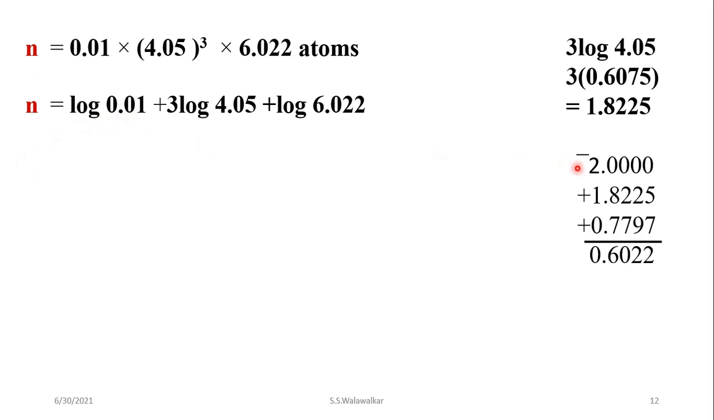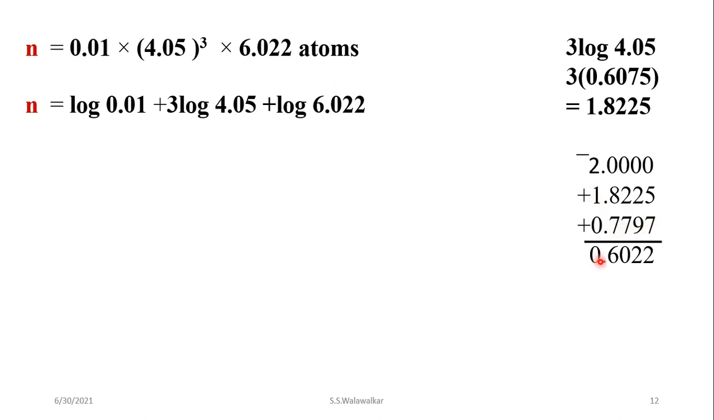And the log of 0.01 is equal to bar 2. Here there are 0 zeros after the decimal point before the 1, so what will be the characteristic? Bar 2. So bar 2.0000 plus 3 into log of 4.05, which is 1.8225. So plus 1.8225 and log of 6.022 is how much?